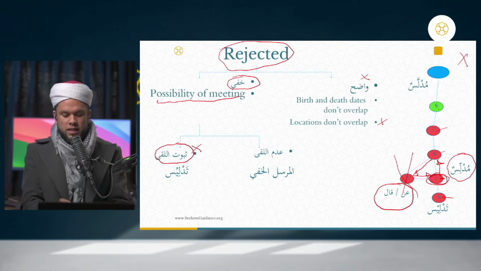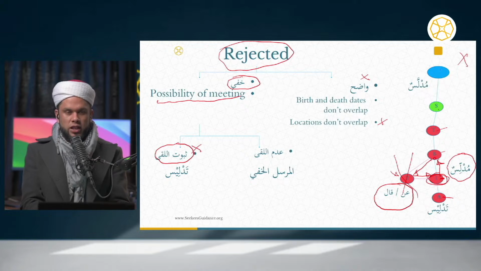Why would it be broken? Because technically, I know I'm making the diagram a bit all over the place at the moment, but technically, if he transmitted from somebody else, in this case, transmitted to over here, then that means he's omitting this transmitter. So it should read our author A transmits from transmitter 1, who transmits from transmitter 2, who transmits from transmitter B. But because he made tadlis, he just has the author from transmitter 1, from transmitter B, and he says an, or he says qala, which is technically correct, and you won't be able to detect it because he had in fact met this particular scholar.